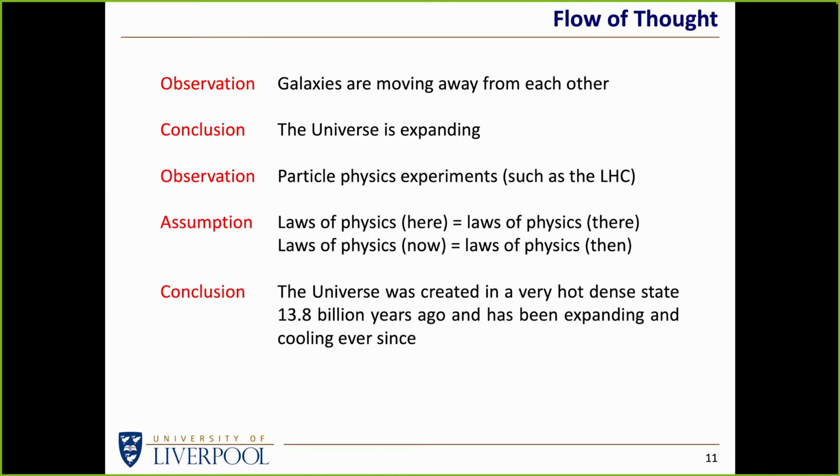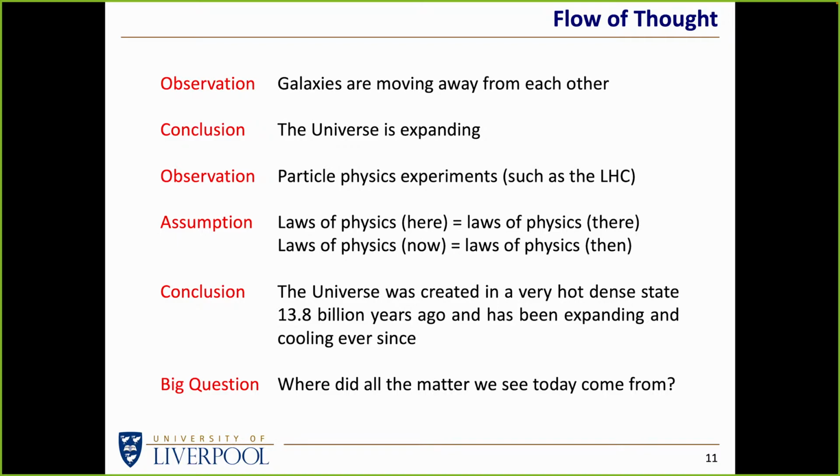From that, we conclude that the universe was created in a very hot, dense state, which of course we call the Big Bang, 13.8 billion years ago, and it's been expanding and cooling ever since. But the big question is, where did all the matter that we see in the observable universe, where did it all come from? When we look out into the universe, we see trillions of galaxies, which probably contain hundreds of billions of stars and probably a similar number of planets.